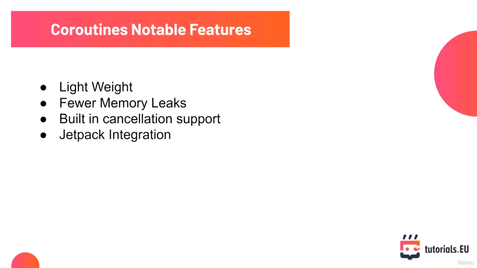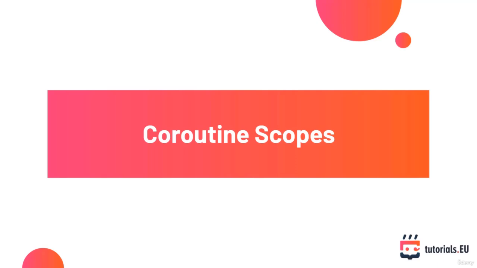And it is integrated into Jetpack. Many Jetpack libraries include support for coroutines, for example, Room and the Work Manager. So basically, if you want to develop for Android within 2021 and later, this is definitely going to be the way to go. Okay, so then let's look at coroutine scopes.